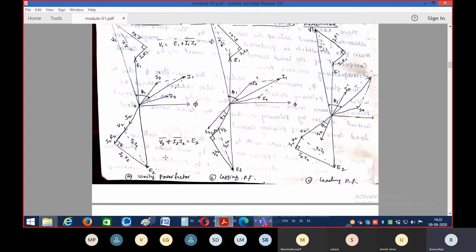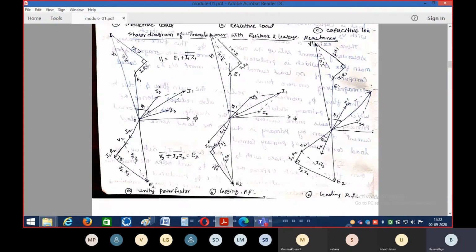Okay, no doubt. Now with respect to the primary we will see. So this is minus E1, and where is the I1 current? This is the I1 current, right? So in phase with I1 we will have the I1 R1 drop. This vector we always have to draw in parallel with I1, so it is in phase with I1 only. So this is the I1 R1 drop. Exactly at 90 degrees to the I1 R1 drop, we will have the I1 X1 drop.